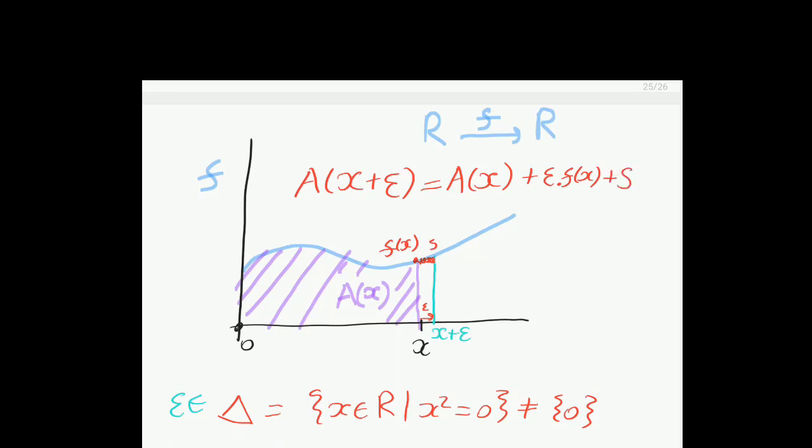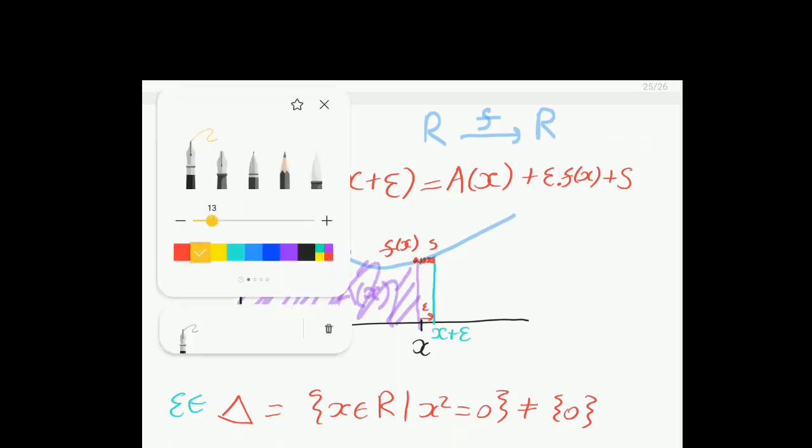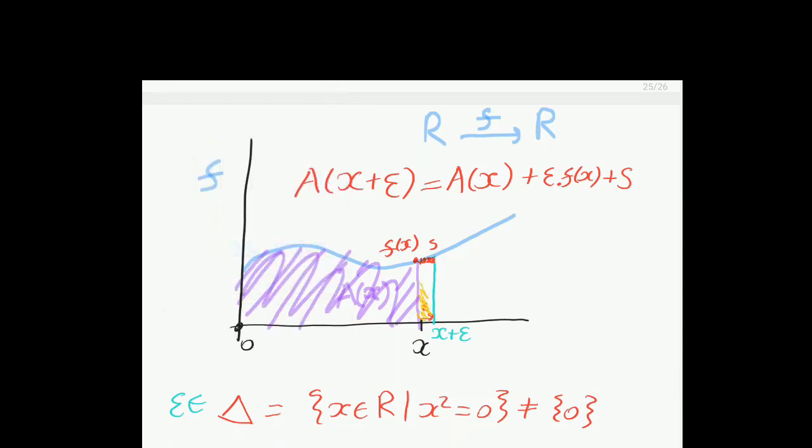So that's our formula. What I'm saying here is that the area under the curve from 0 to x plus epsilon is going to be equal to this purple area here, plus the area of this rectangular strip, which is epsilon times f of x, plus the area of this tiny little triangular-like thing here, which I'm calling S. And now what I claim is that this area S is actually going to be 0.